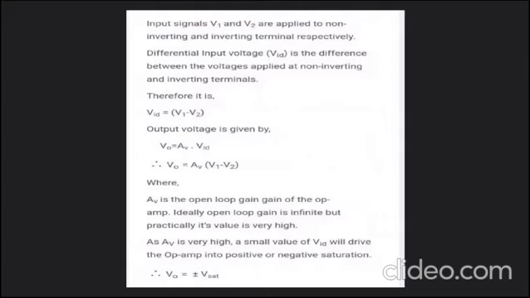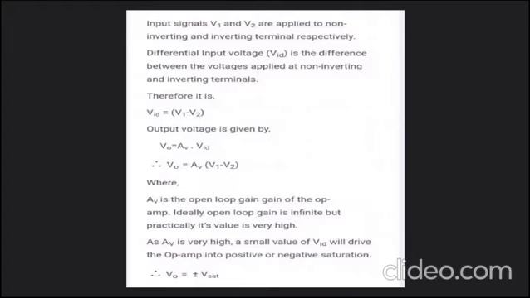The input signals V1 and V2 are applied to non-inverting and inverting terminal respectively. Differential input voltage VID is the difference between the voltages applied at non-inverting and inverting terminals. VID equal to V1 minus V2. The output voltage V0 equal to AV dot VID. Since V0 equal to AV into V1 minus V2.